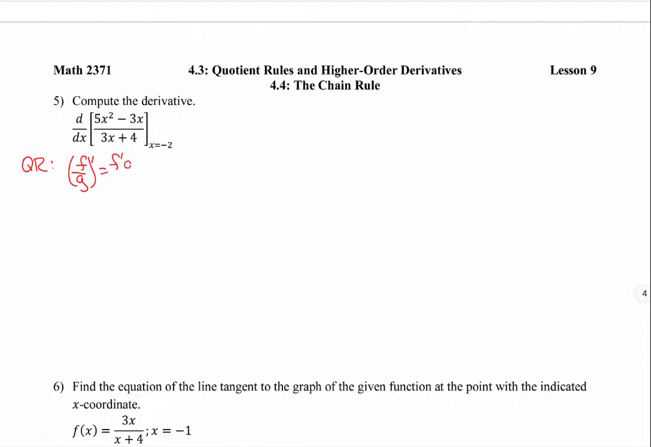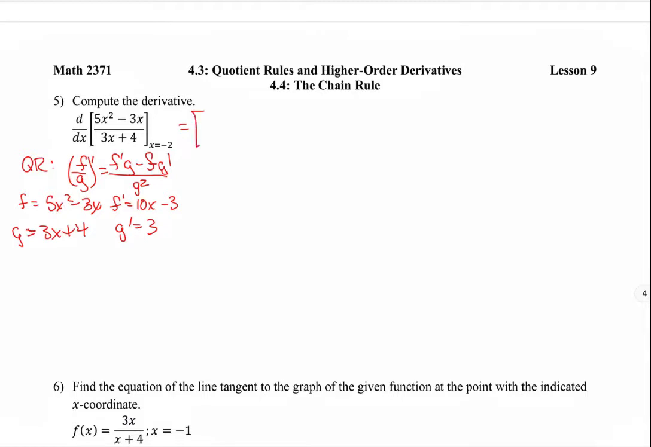f prime equals (f prime g minus f g prime) over g squared. f is 5x squared minus 3x, so f prime equals 10x minus 3. g is 3x plus 4, so g prime is 3.